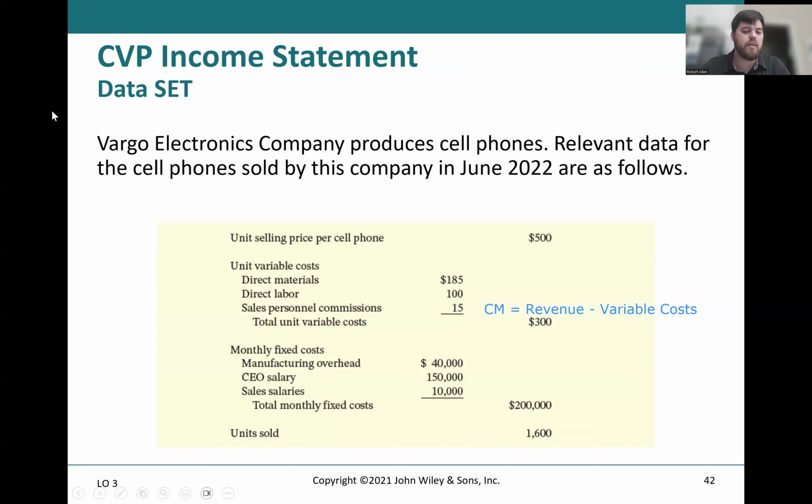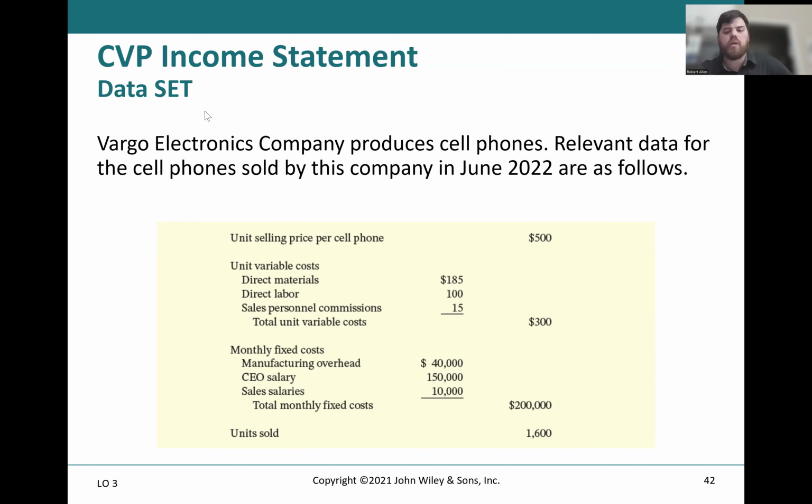So now, here's what one of these might actually look like if we were to do this. They tell us we've got an electronics company who produces cell phones and they have some data. So we can see here the unit selling price per phone is $500. The unit variable cost is $300. And then we've got some fixed costs of $200,000 and we sold 1,600 units. So this is the data for what we're about to be doing.